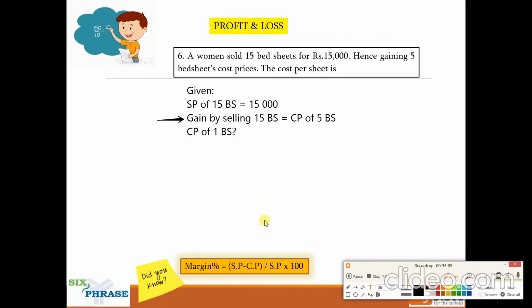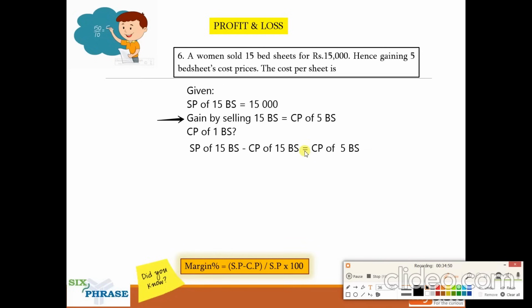Gain is nothing but selling price minus cost price. So instead of gain by selling 15 bed sheets, I'll write selling price of 15 bed sheets minus cost price of 15 bed sheets is equal to what? You just take this and put it over here. What do you have here? You have cost price of 5 bed sheets, right? So just take that and put it over here. So what I'll do is I'll do cost price of 5 bed sheets. CP of 5 bed sheets.